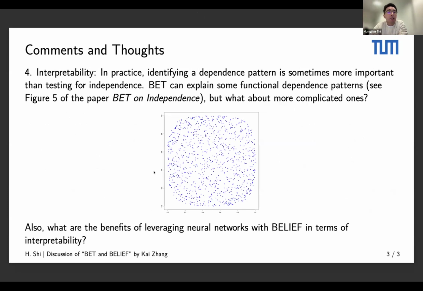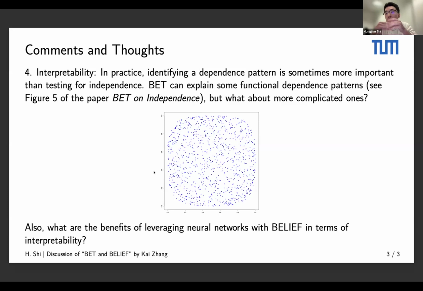The last comment on Zhang's presentation is about the interpretability. So in practice, identifying a dependence pattern sometimes is more important than testing for independence. BET can explain some functional dependence patterns as shown in the presentation, and I also refer to Figure 5 of the paper.